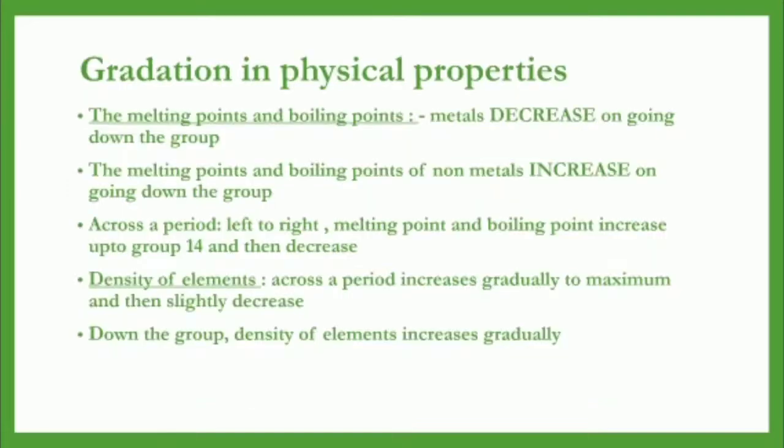Next, gradation in physical properties. There are two: one is melting point and boiling point, and the next is density of the elements. In metals, melting point and boiling point both decrease on going down the group. In non-metals they increase when we go down the group. Across a period it increases up to group 14 and then decreases.